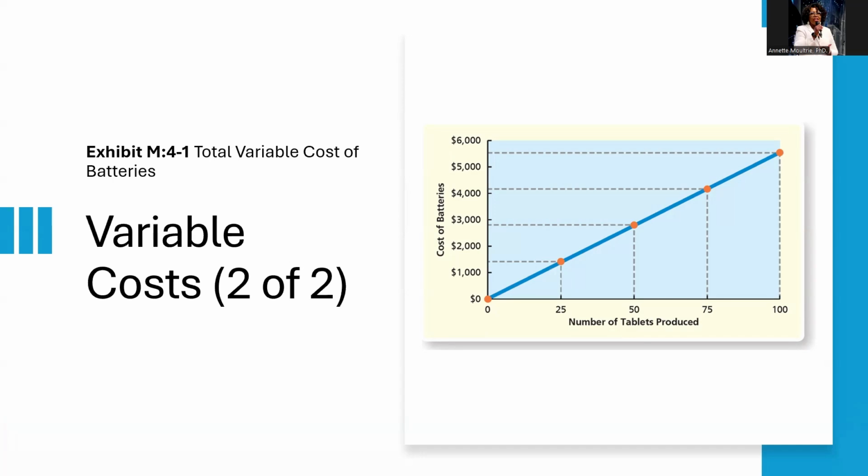Here in Exhibit 4.1, it illustrates how total variable cost for batteries increases as Smart Touch Learning produces more tablets, ranging from 0 to 100 units, as you see here. So if no tablets are produced, there is what? No battery cost, meaning the total variable cost line starts at the origin, which is zero volume, zero cost.